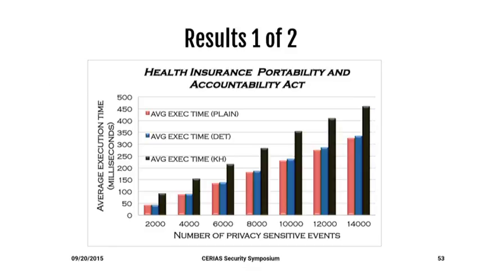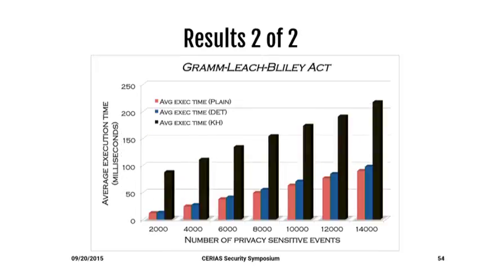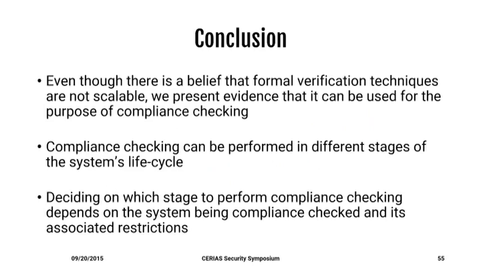So that's basically for the HIPAA results. The x-axis is the number of privacy sensitive events that you need to check in the log, and the y-axis is how long each scheme takes in milliseconds. Okay, so you can see that plain and deterministic are very close most of the time. The keyed hash has a higher overhead. Okay, for GLBA it is the same: plain and the deterministic one are very close, but the keyed hash incurs a lot of overhead.